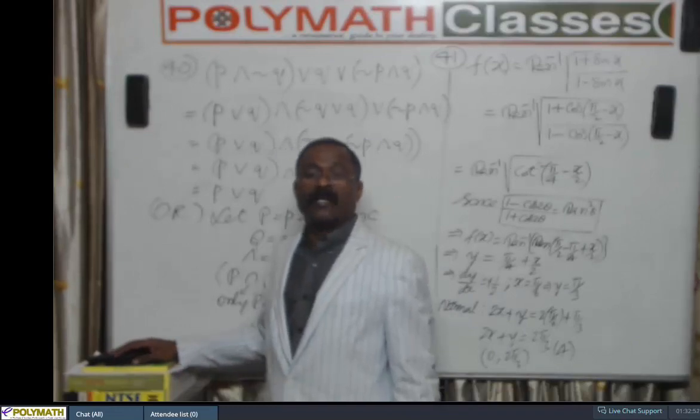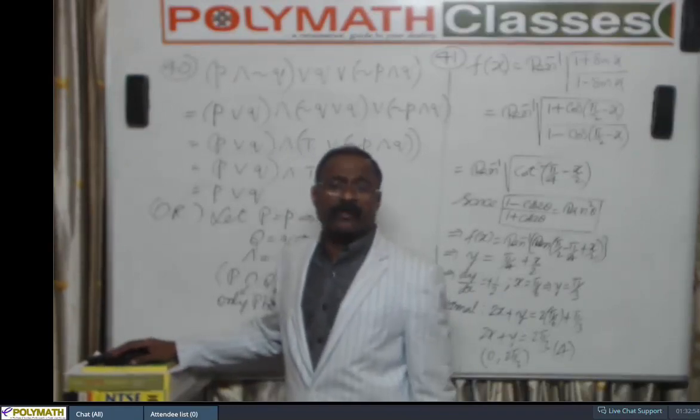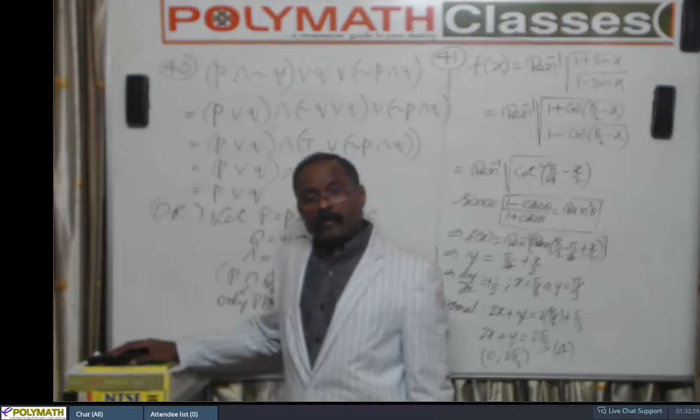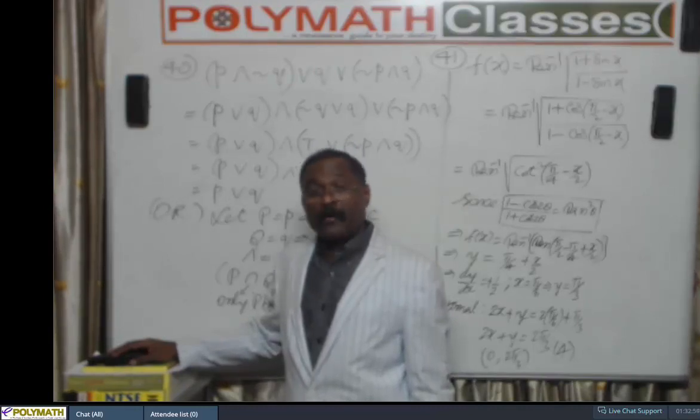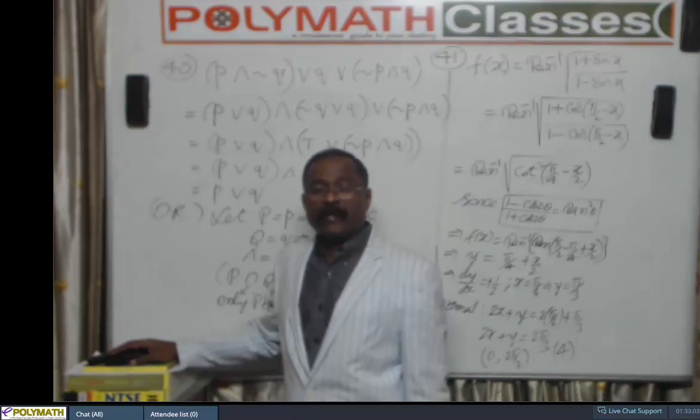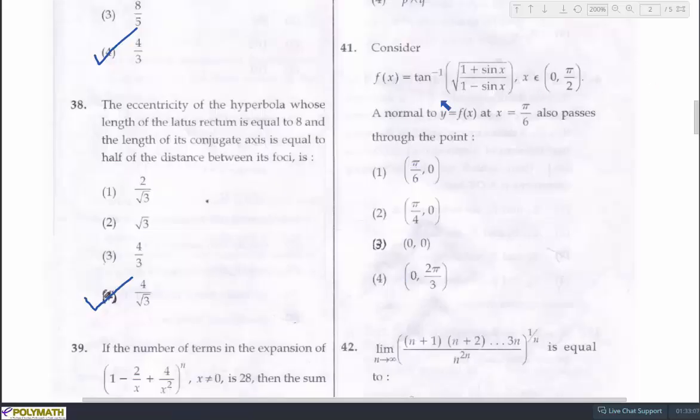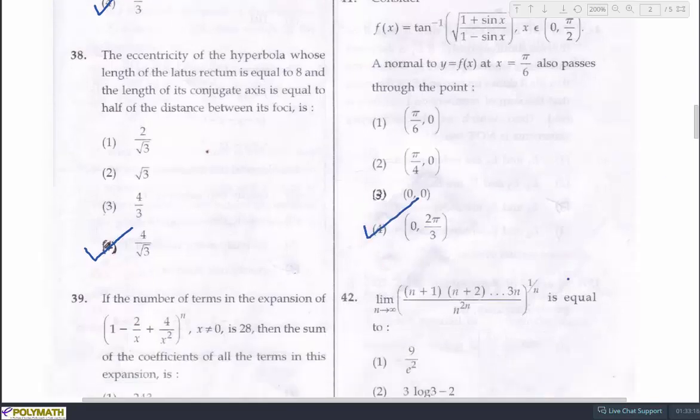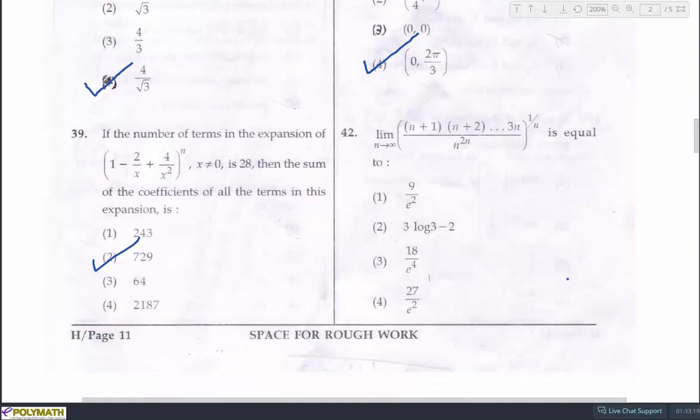If it is a more than one correct answer question, he can create 2 points or 3 points or 4 points. But in JEE Main you will have a single correct answer, so you will have only one option there. It is the fourth option. Just see that. Fourth option is 0 comma 2 pi by 3. Now let us move on to the next question.